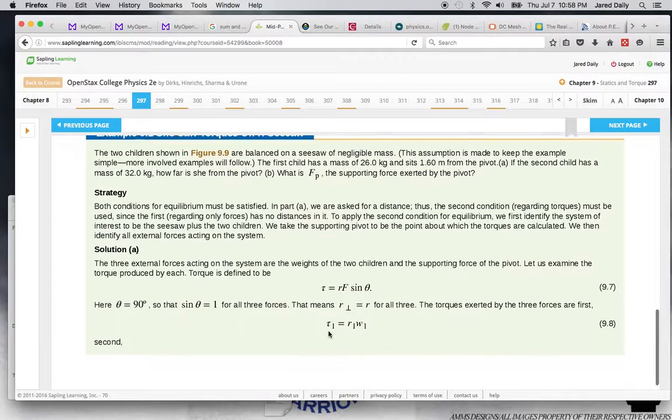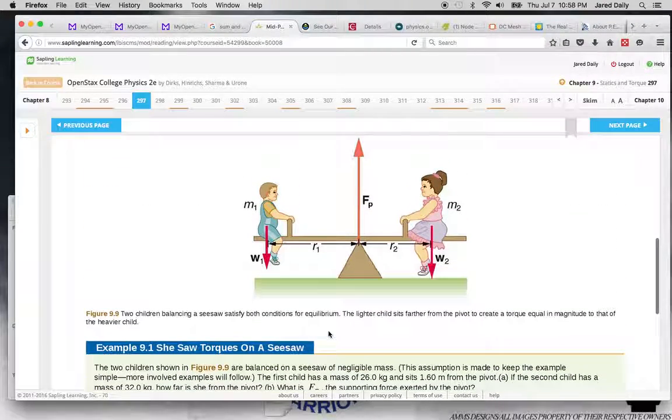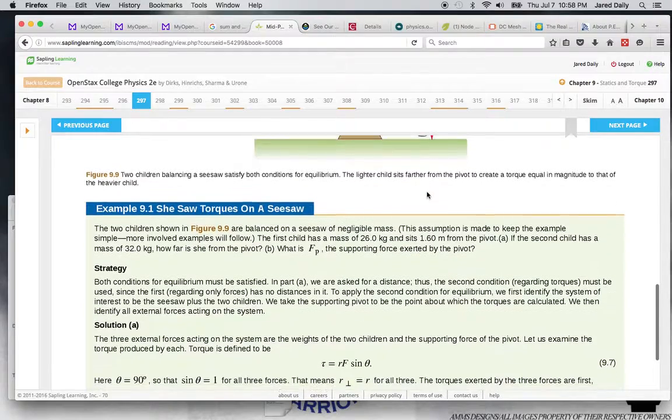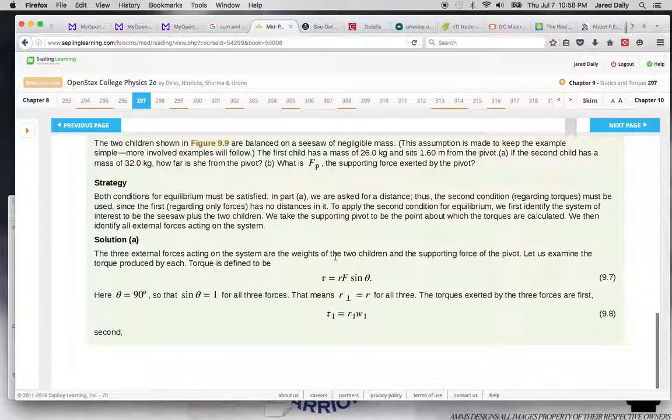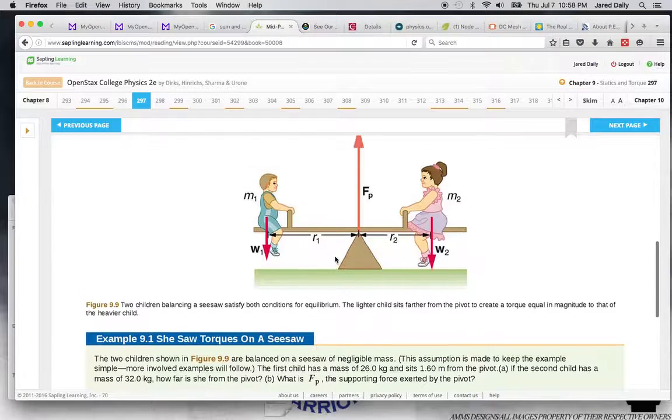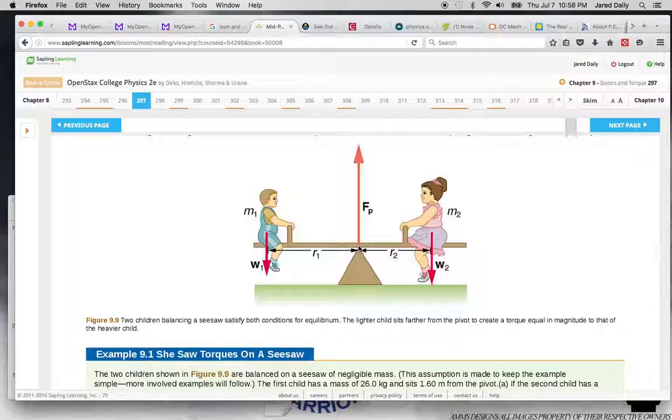So how do we decide if this thing is balanced? In this particular example we have the children balanced, and they tell us the masses of the children and the distance of the first child, but they don't tell us the distance of the second child. And so we have to calculate the distance of the second child. And for that to happen, the torques have to be equal but opposite. Well, how do we decide if it's opposite? How do you decide which direction torques are? Well, a torque is a vector, but it has a strange directional thing.